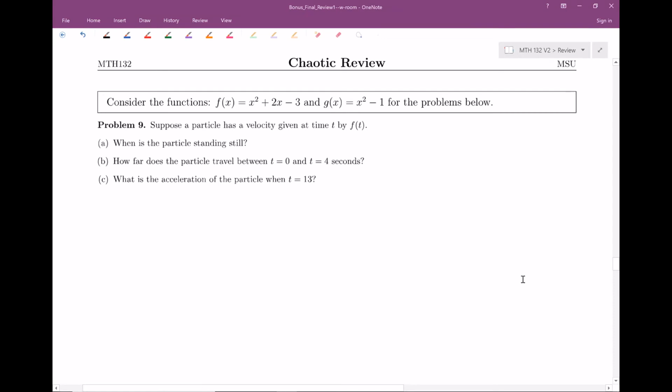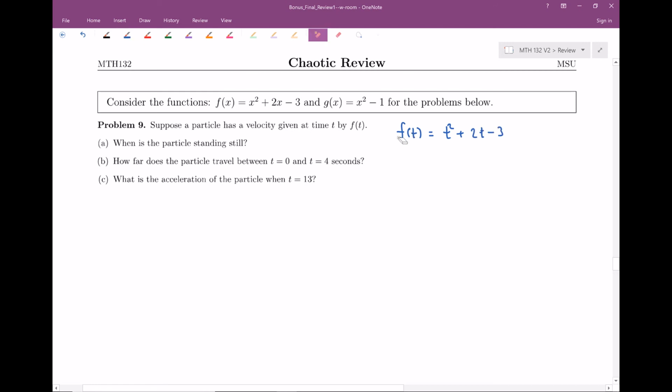Welcome everyone to problem number 9 of the chaotic review. In this video we're going to suppose a particle has a given velocity, which is given by this f of x. Let's go ahead and write down f of t. Everywhere I see an x, I'm going to write a t. So this is going to be t squared plus 2t minus 3. So there's our f of t, and that's velocity.